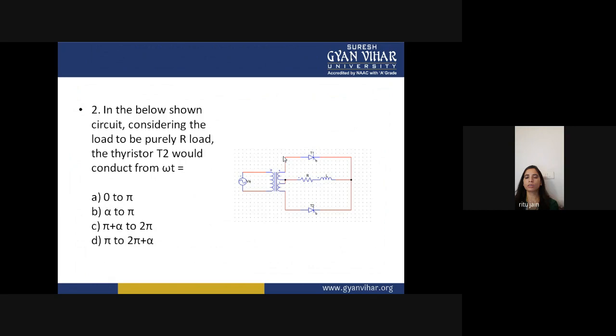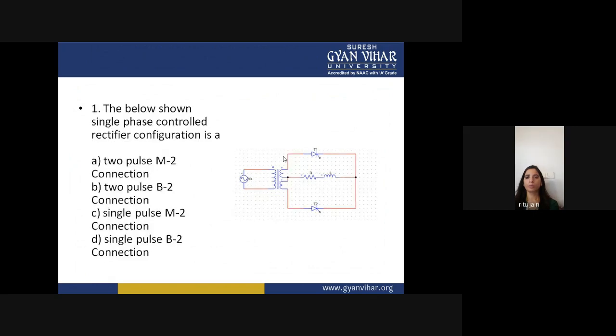So this is all about your today's lecture. Now there are a few questions based on today's lecture. The first question is, the below shown single phase controlled rectifier configuration is a, you can see that, your midpoint type converter.